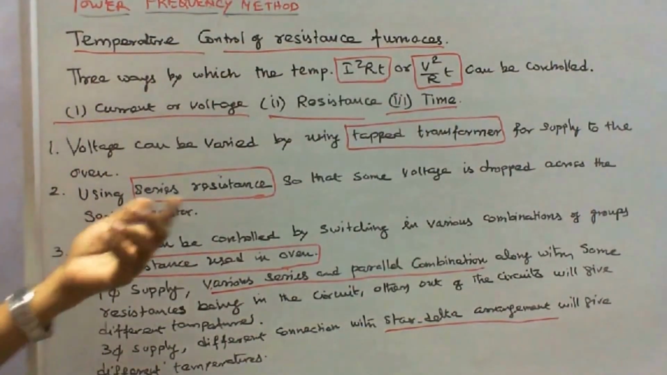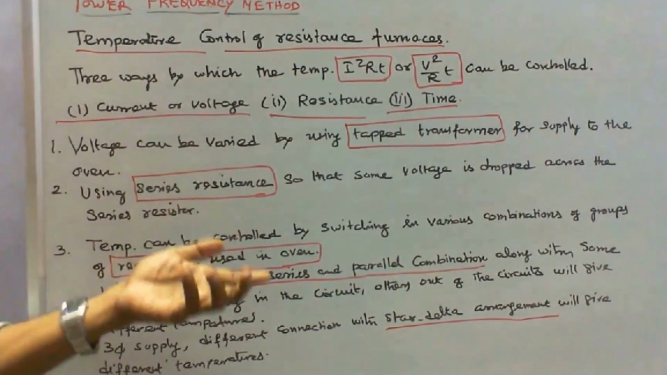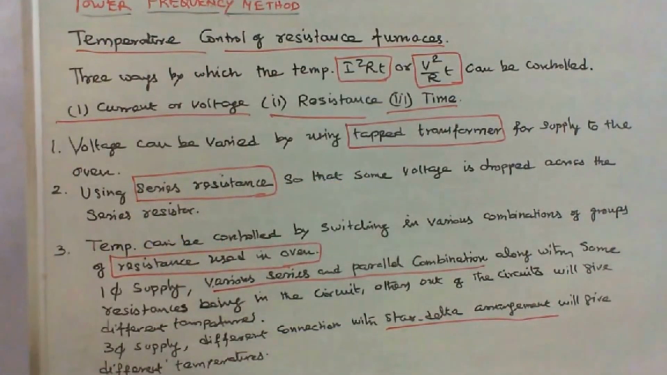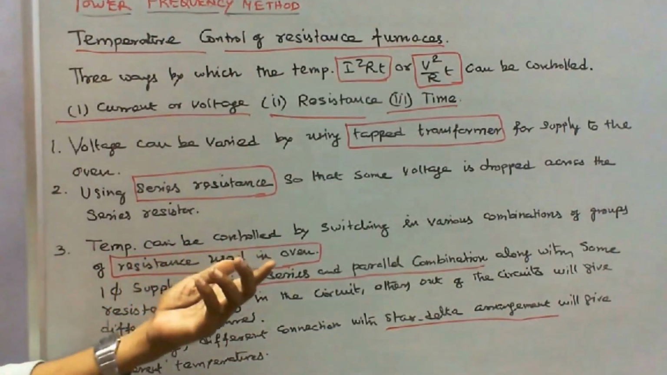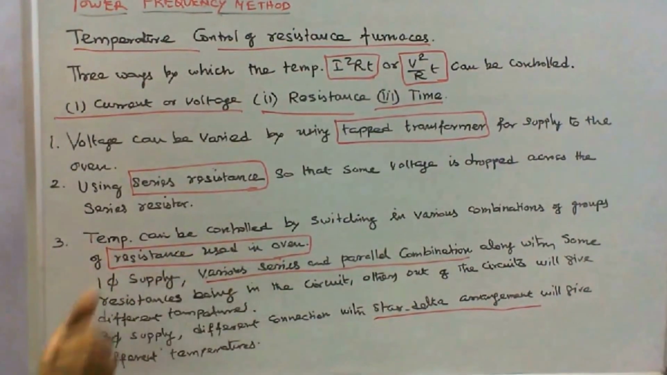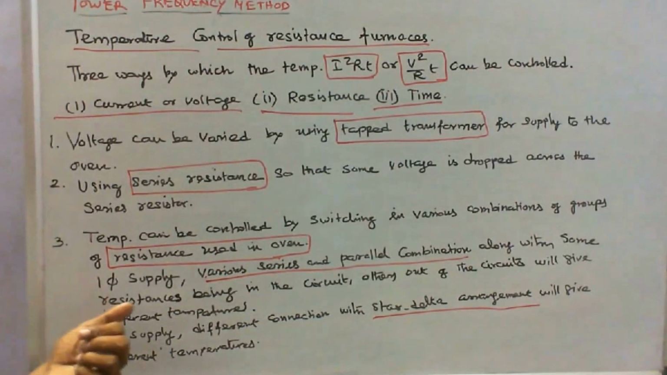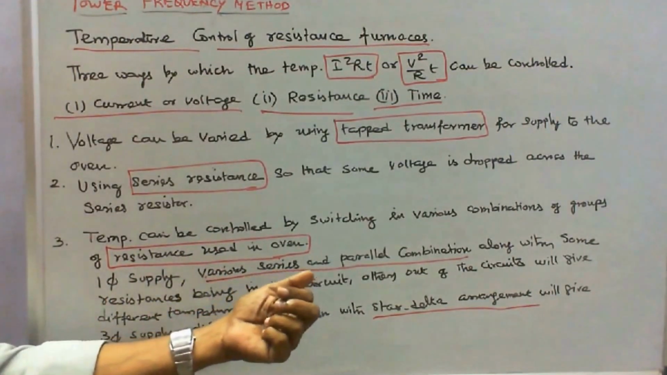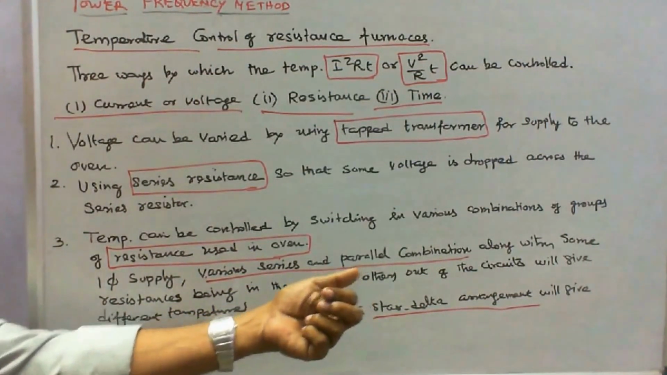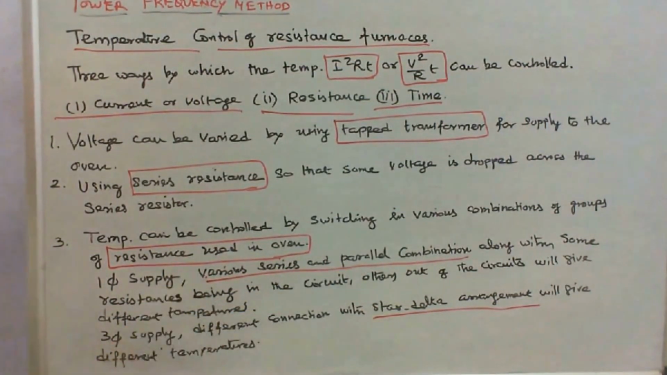Number 2, using series resistance. Some of the voltage is dropped across the series resistors. Number 3, temperature can be controlled by switching in various combinations of groups of resistors used in the oven. In single phase supply, various series and parallel combinations, with some resistances being in the circuit and others out of the circuit, will give different temperatures. In 3-phase supply, different connections with the star delta arrangement will give different temperatures.